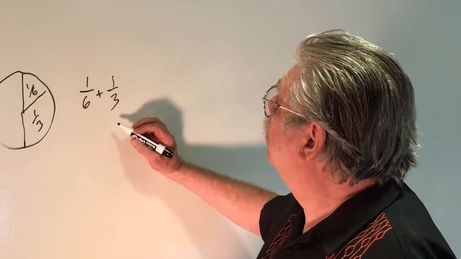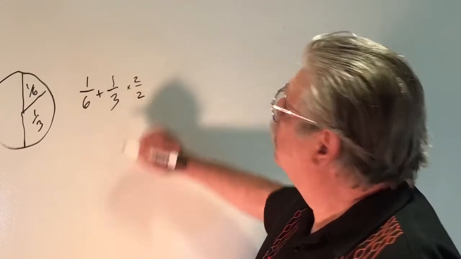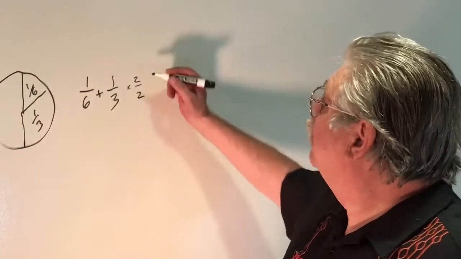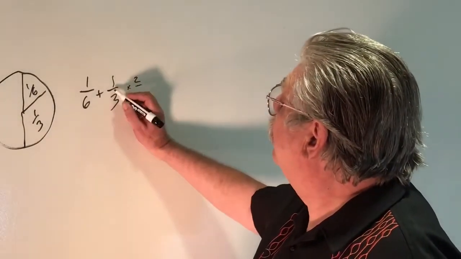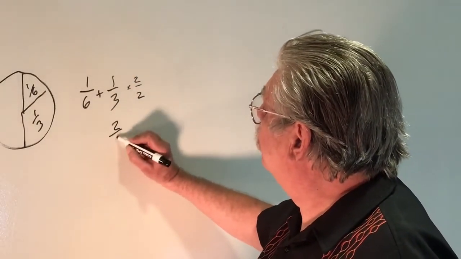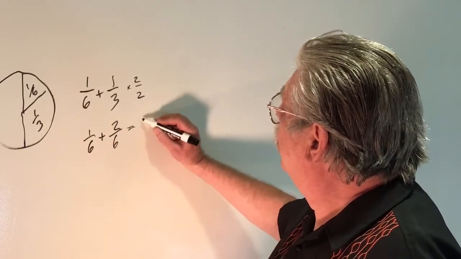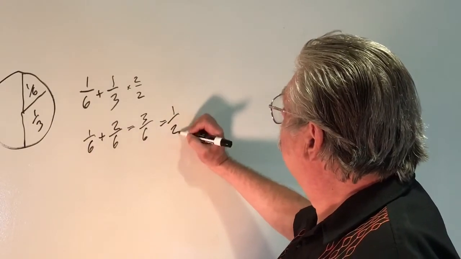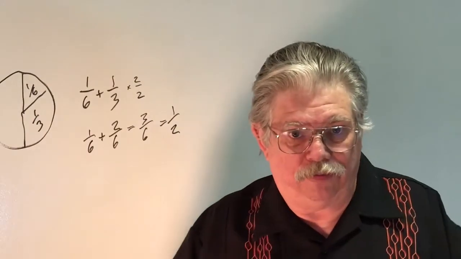If we multiply this by 2/2, and you know, you can always multiply anything by 1, and a number divided by itself is always equal to 1. So we can just say, okay, we're going to take this third and make it 2/6, and add 1/6 to it and end up with 3/6, and then you can reduce that to 1/2. So if this all looks like something you know how to do, then this is the right video for you.